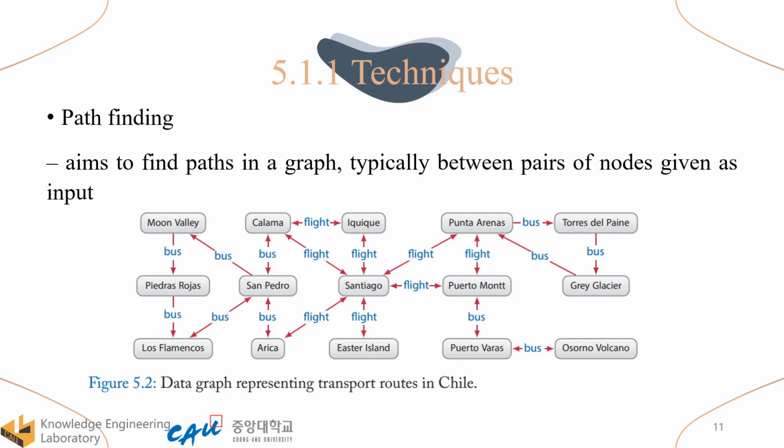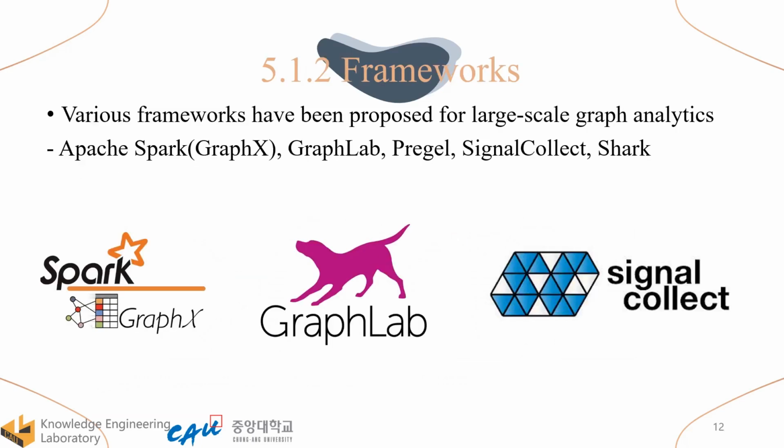Most of the aforementioned techniques for graph analytics were originally proposed and studied for simple graphs or directed graphs without edge labels. Various frameworks have been proposed for large-scale graph analytics, often in a distributed setting. Among these, we can mention Apache Spark, GraphLab, Pregel, Signal/Collect, Shark.